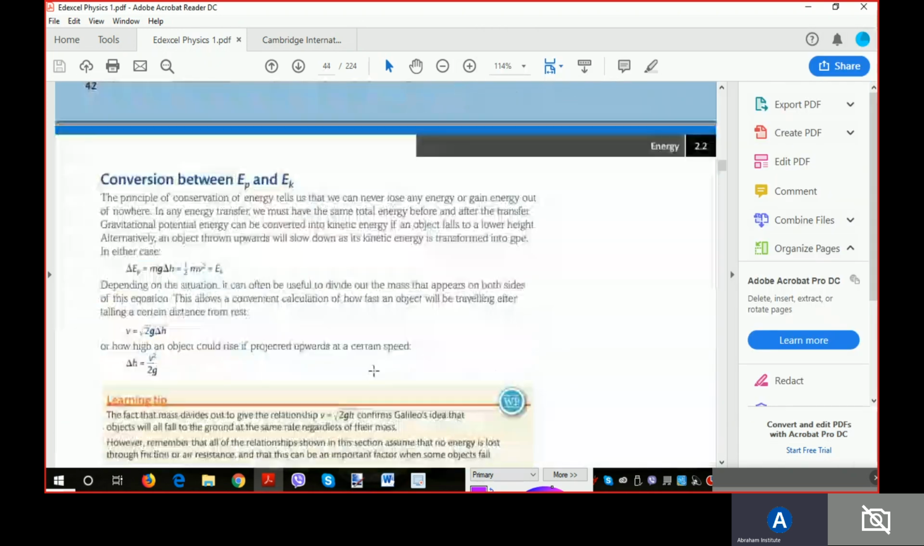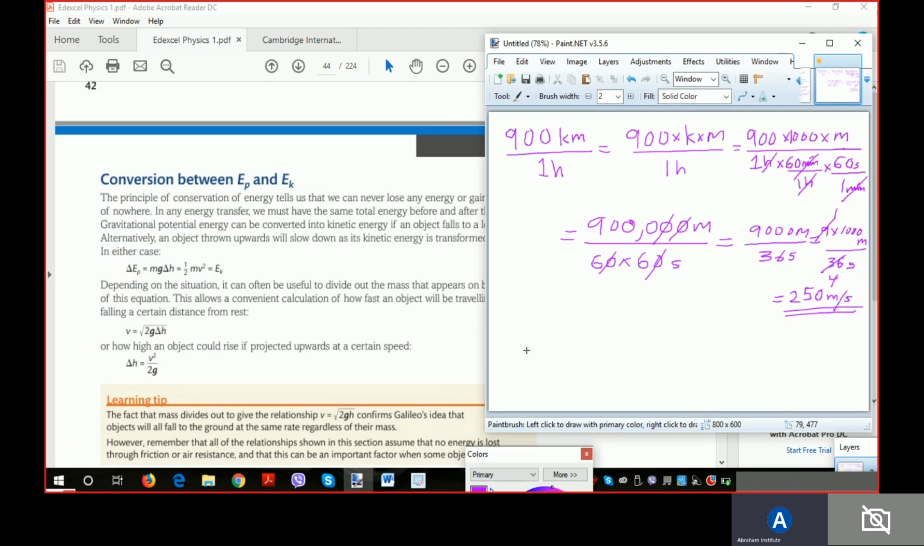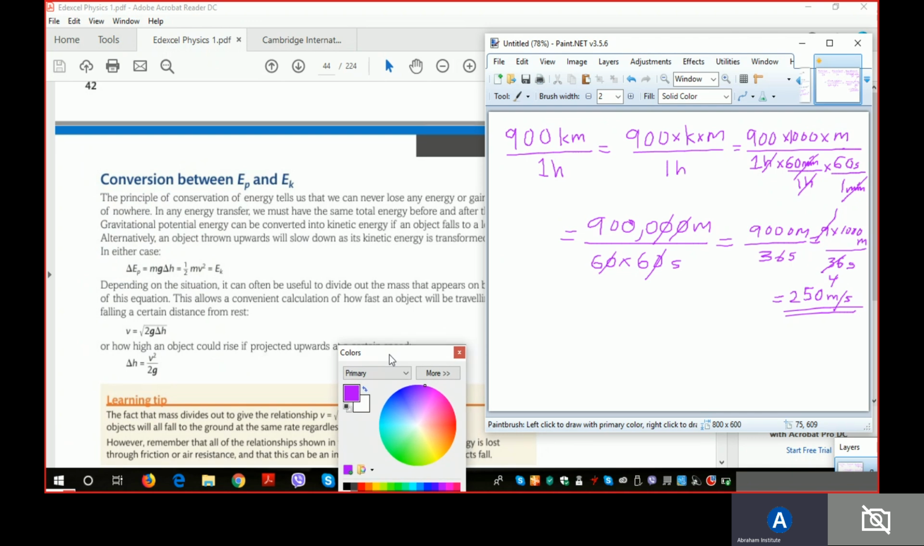Okay, and conversion between kinetic and potential energy. So if you consider a projectile, when a projectile is thrown up, what happens is the energy converts from kinetic to potential, and then that is when it goes up, and when it falls back down, it converts from potential to kinetic, gravitational potential energy to kinetic energy.